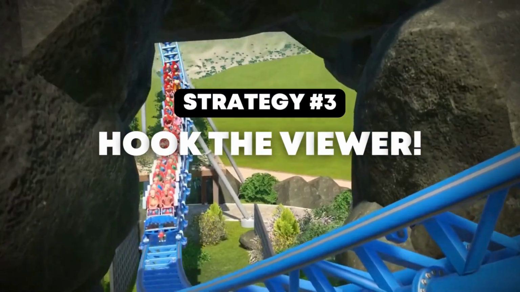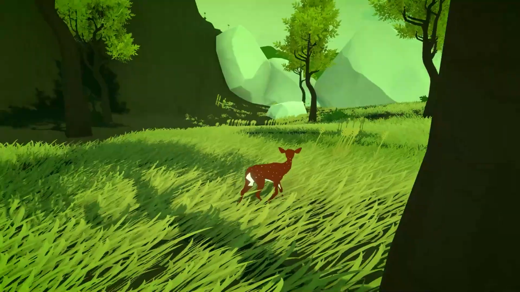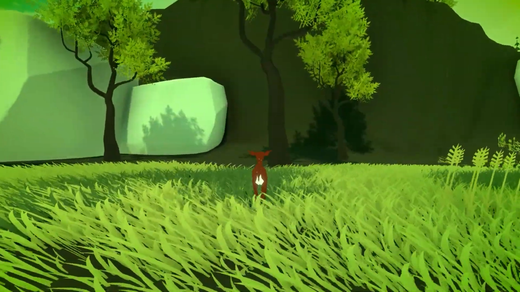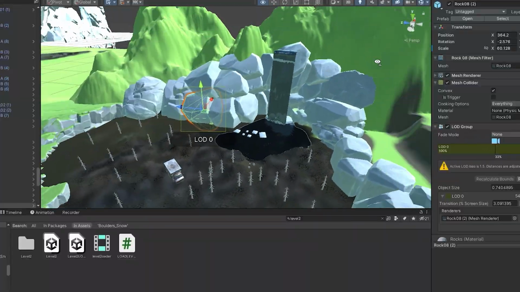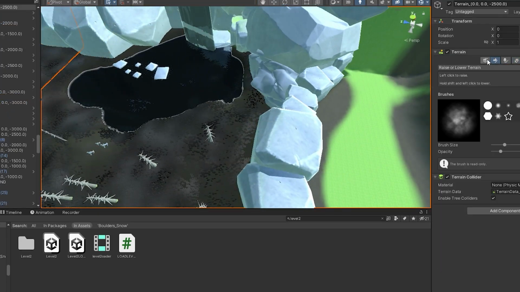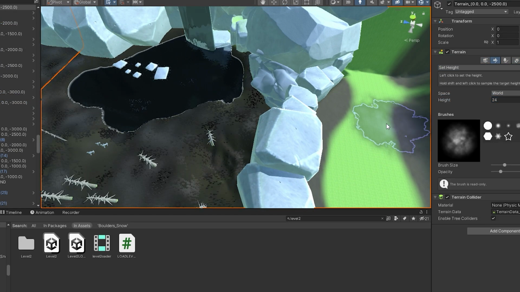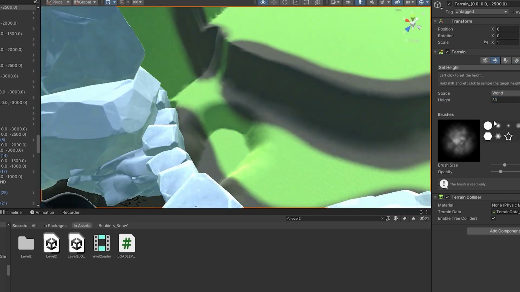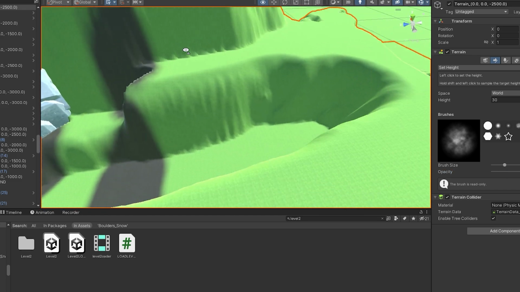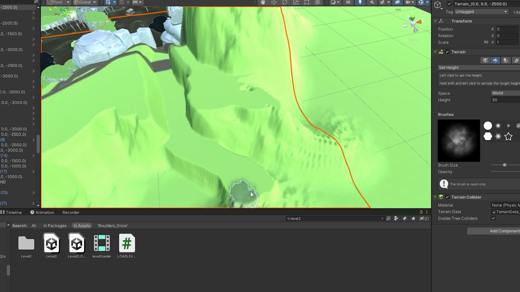Strategy 3. Hook the viewer. I'm a firm believer that you can't market something properly if you haven't made the viewer ask, "What's next?" In terms of game development, this means making the audience so intrigued that they have no option but to play your game. This can be achieved through 2 ways, either your game trailer or through your Steam store description.